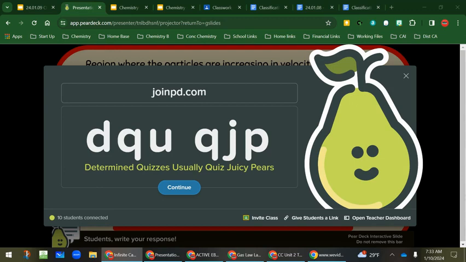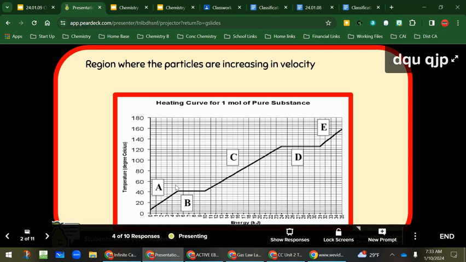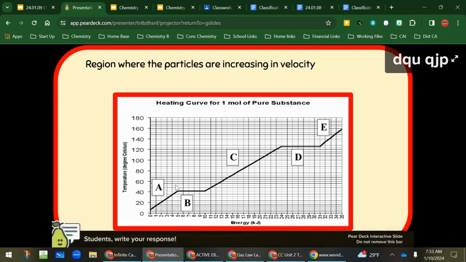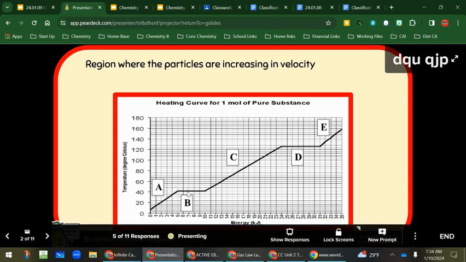Okay. Before we get into talking about classifying matter, which is what we're going to get to today, ladies and gentlemen, when we left the other day, we were talking about heating curves and interpreting information on them. So here we go, our first question of the day. Name me a region where the particles are increasing in velocity. Give me a region, A, B, C, D, or E, please.